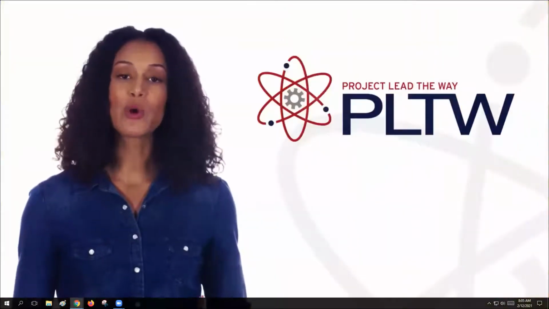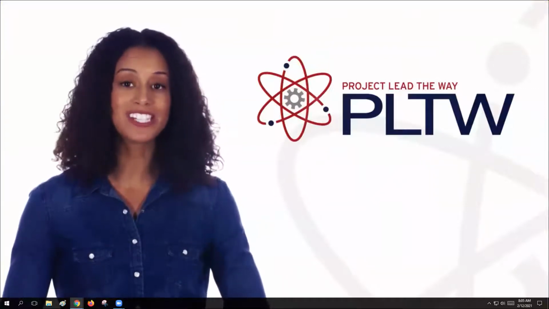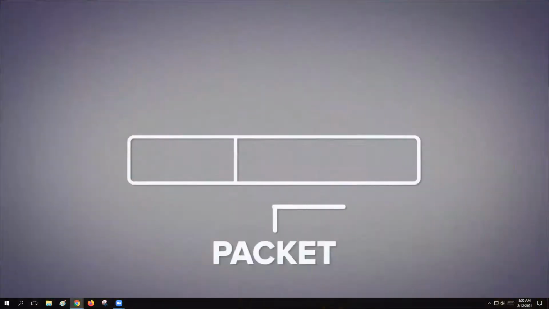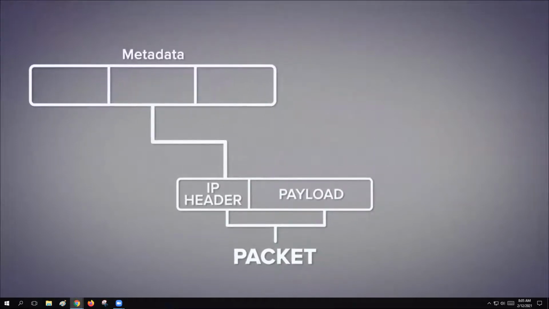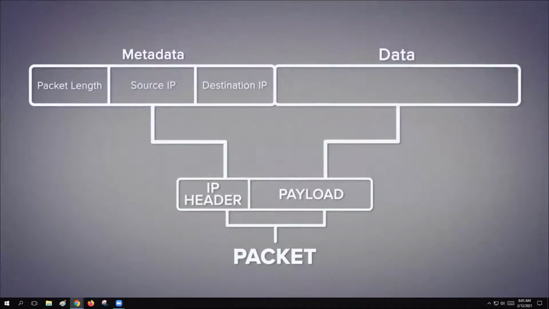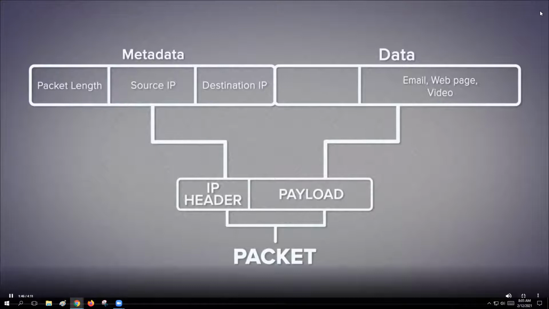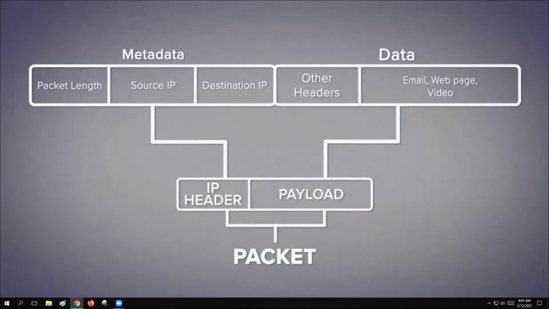Another rule of IP requires that all IP packets conform to a specific structure. Each IP packet must contain a header as well as data referred to as its payload. The header contains metadata, which is information about the packet itself that's needed for its transmission. This includes packet length, the source IP address, and destination IP address. The payload contains the actual data that's being sent, like the content of an email, a web page, or a video. The payload also contains information pertaining to other protocols used in the data exchange process.